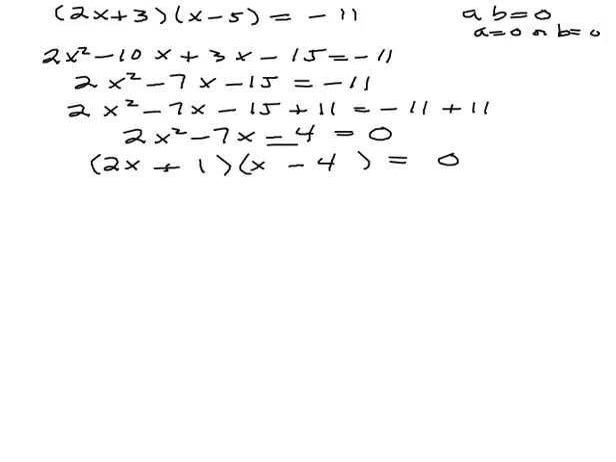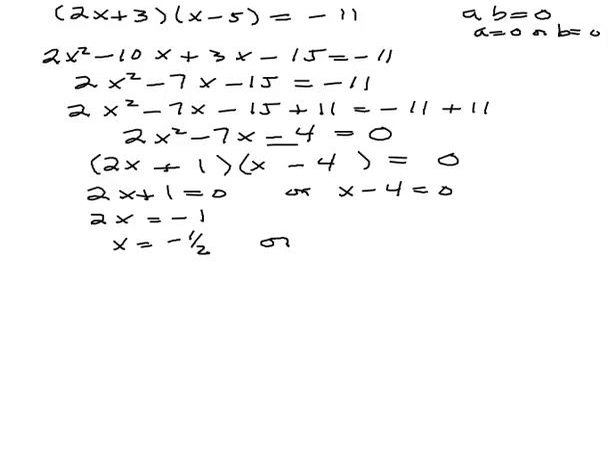So now we're going to use the property of 0 and say, now we do have 0 on one side, and we can say 2x plus 1 equals 0, or x minus 4 equals 0, and solve each of those equations separately. So for the equation on the left, we subtract 1 from both sides. 2x equals negative 1. And then we divide both sides by 2. x equals negative 1/2.